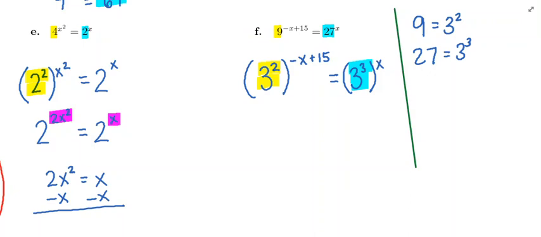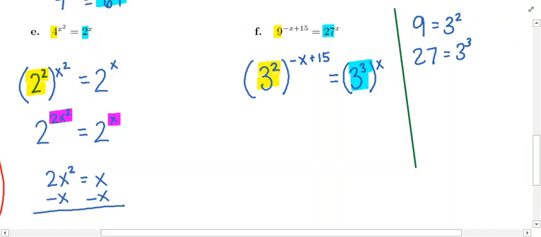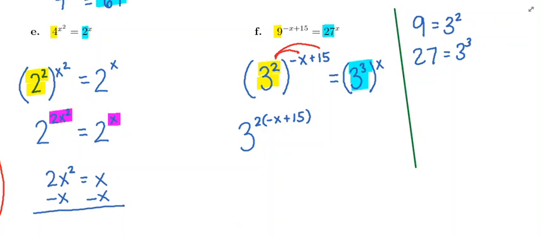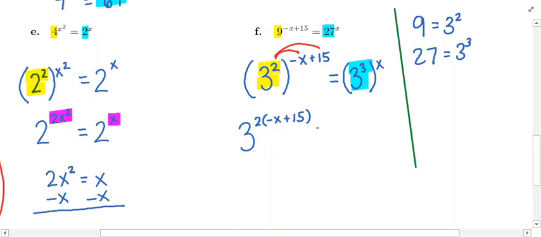So on the left, we have a power raised to a power. That's when you multiply the exponents. So we're going to have a base of 3. 2 has to be multiplied by this entire quantity, negative x plus 15. So you absolutely need parentheses here. You're having to distribute here. 2 times the entire quantity, negative x plus 15. You have to use parentheses there to distribute.